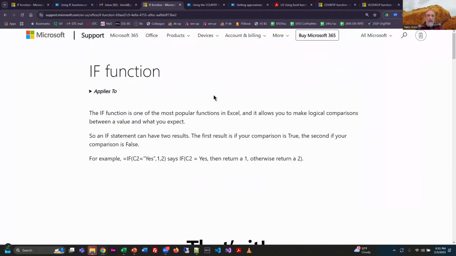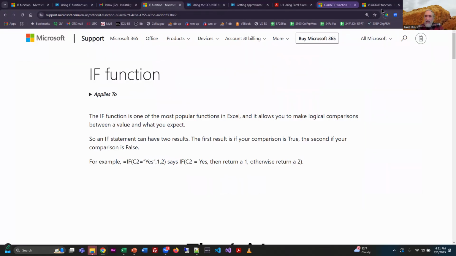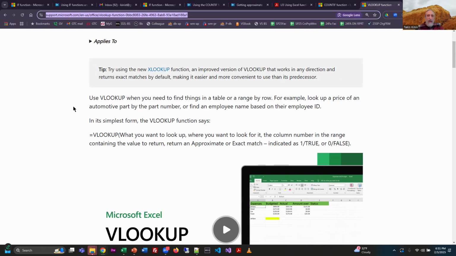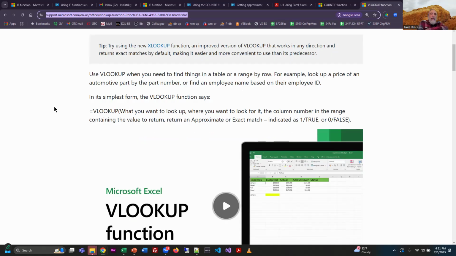So I'm going to go back here to our course, and I have that brought up here too. This is also from the Microsoft perspective. Use VLOOKUP when you find things in a table or range by row. So for example, if you look up the price of an automotive part by the part number, or find an employee name based on their employee ID. Okay, so I kind of do that with you guys, right? So look, if I'm looking up your ID, then your name comes up, right? So it's being looked up, so that's kind of a good way to think of it.